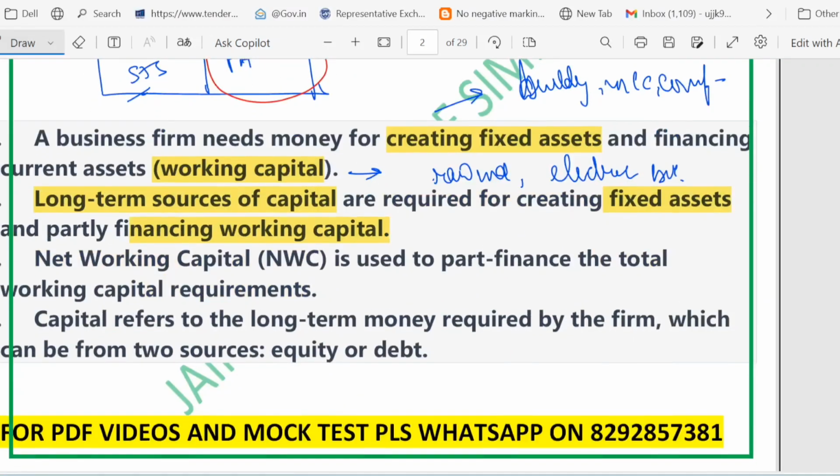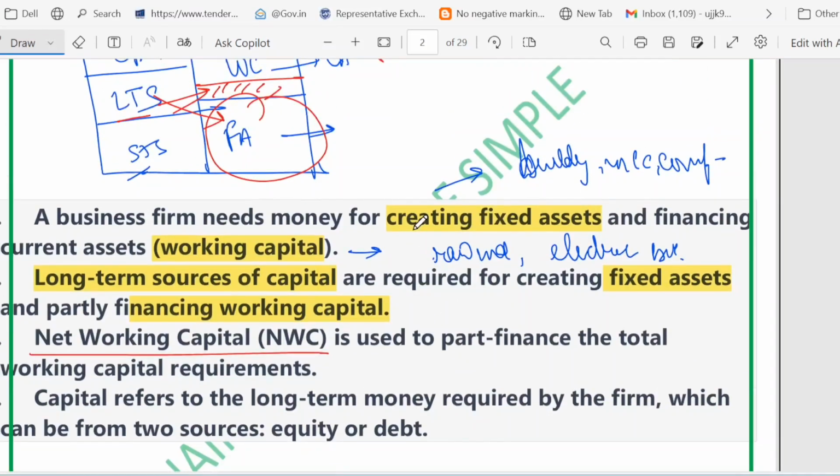Now, what exactly is net working capital? It simply means the difference between the company's current assets and current liabilities. I told you that a portion of the net working capital is also used to meet the company's daily requirement. So if you subtract the current liabilities from the current assets, that will give you the NWC.